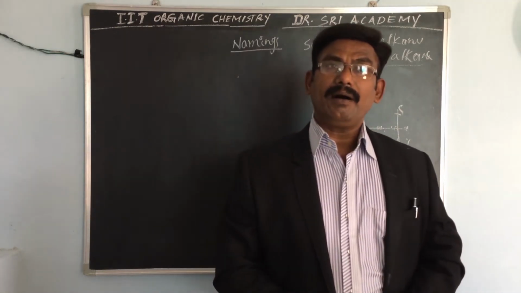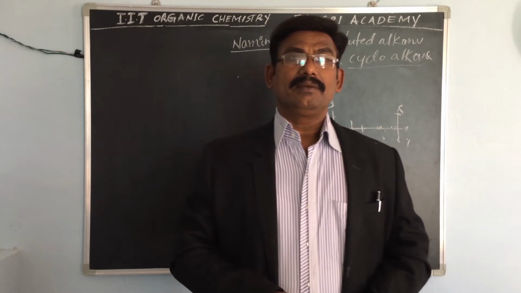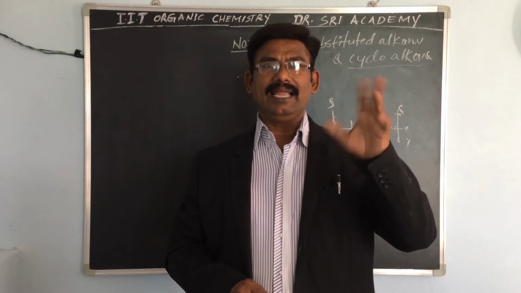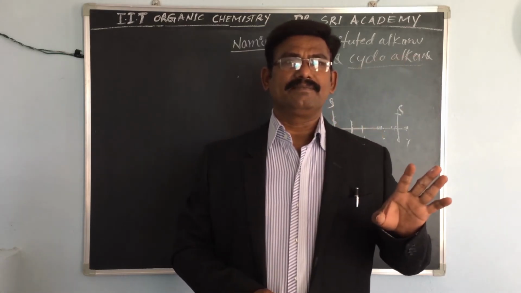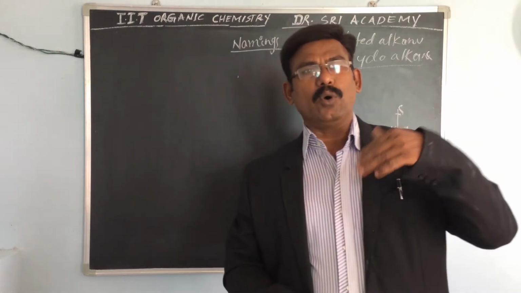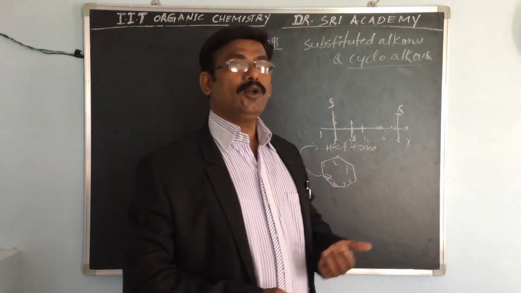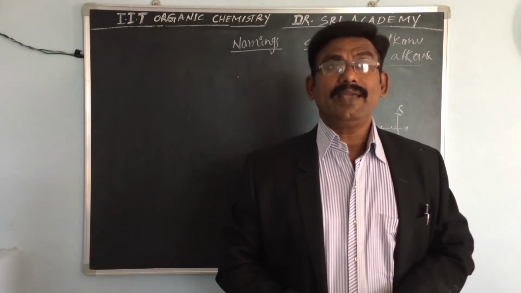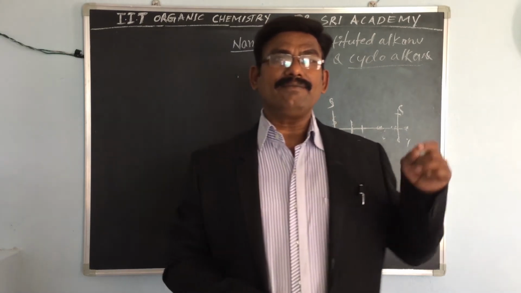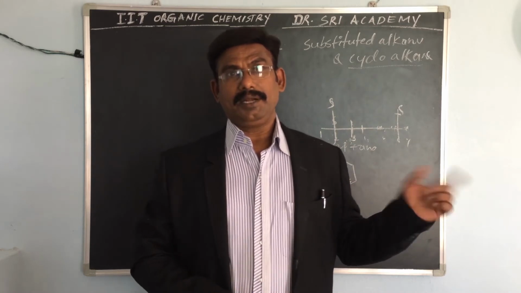In alphabetizing, ignore prefixes like secondary, tertiary, di, tri. So we have to ignore all these, but include iso and cyclo. Cyclo is used before the root name. Always include a position number for each substituent regardless of redundancies.